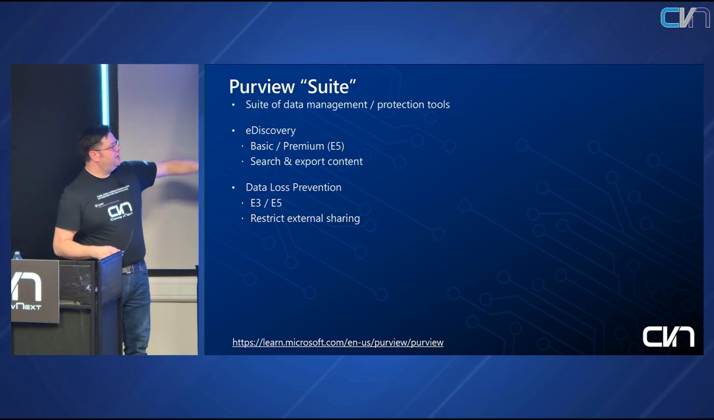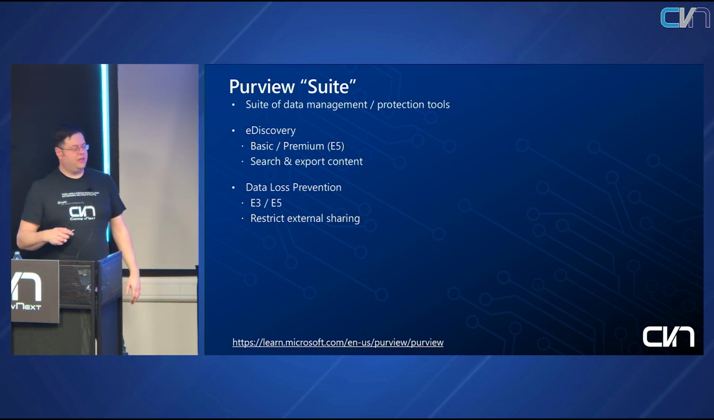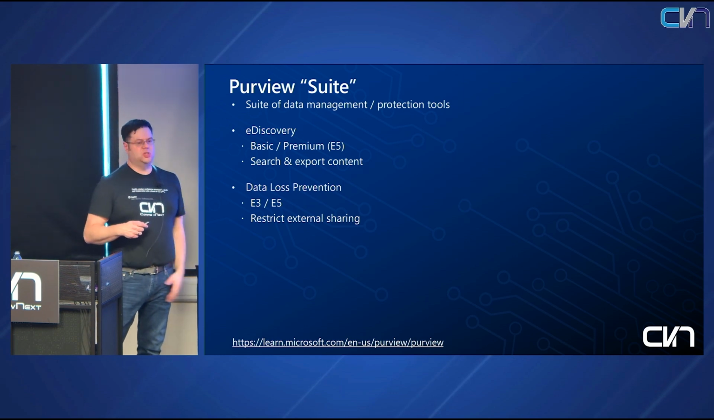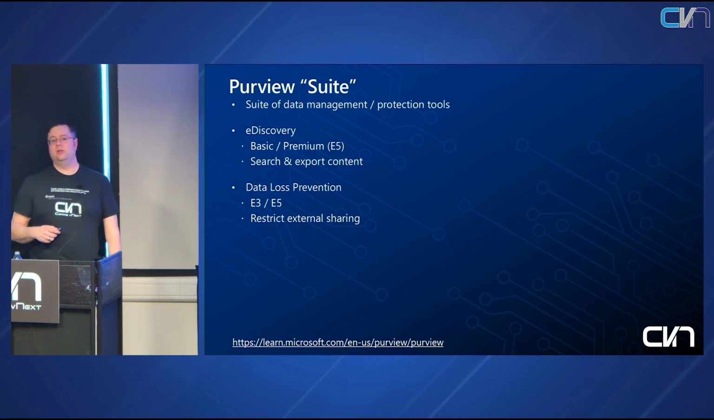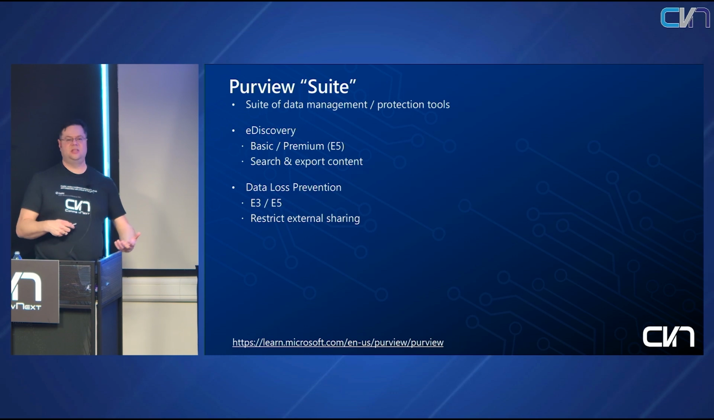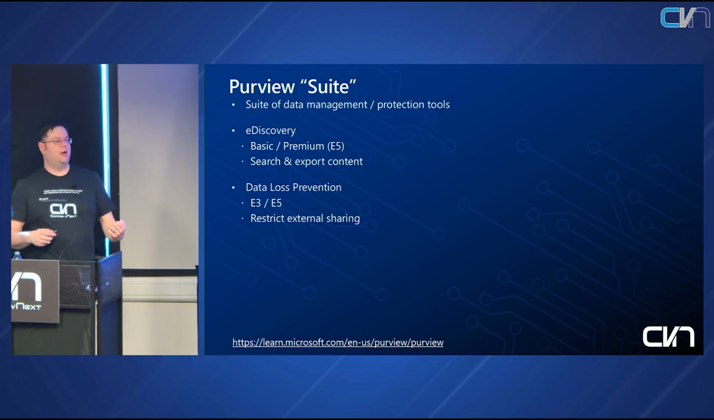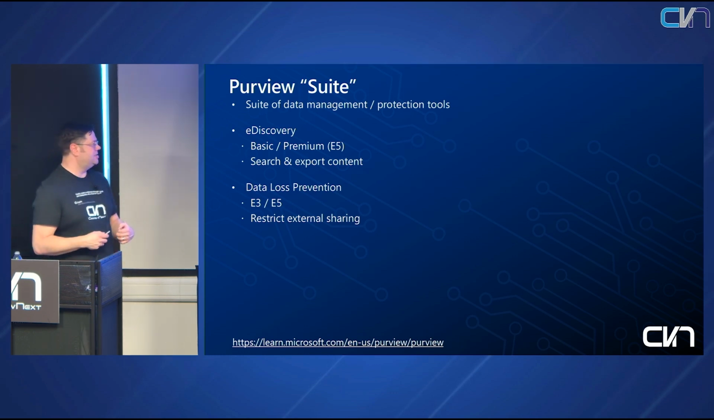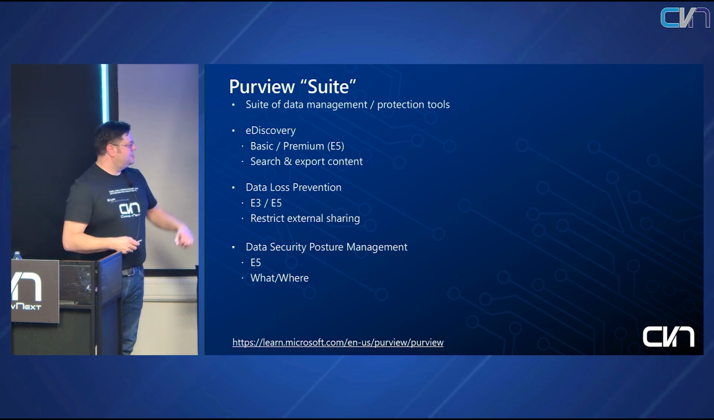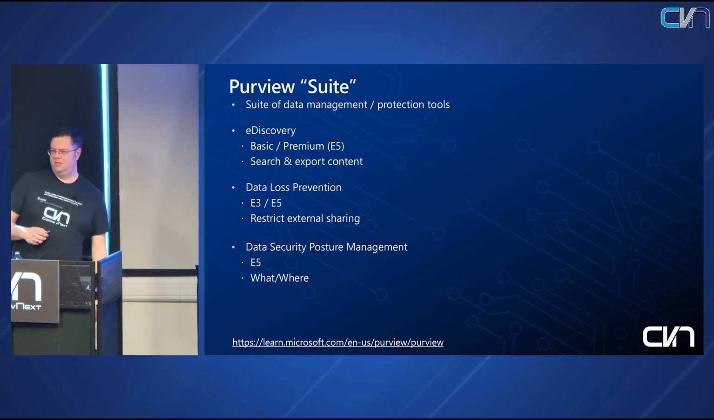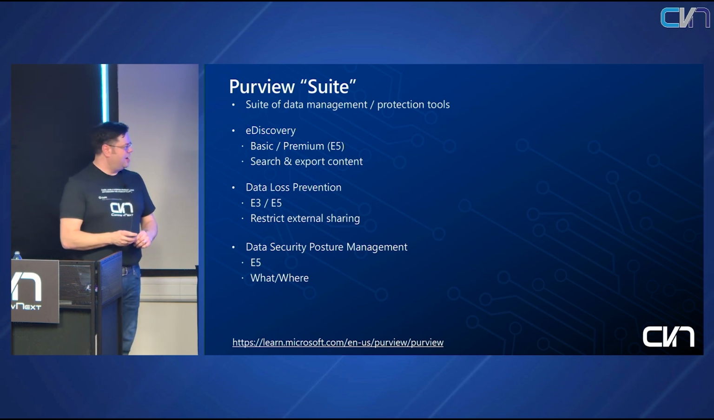We have a thing called DLP, data loss prevention. That is an E3 and an E5. That is dealing with restricting external sharing. So stopping an email going out when it has sensitive data in it, stopping a user from sharing a file that has sensitive content in it. We have data security posture management. Okay, that is an E5 thing.